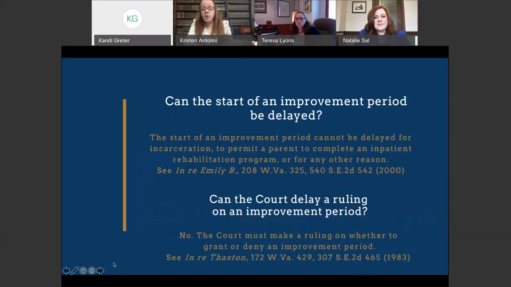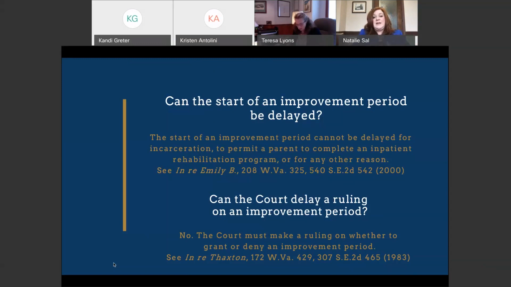And then can the start of an improvement period be delayed? Let's say that dad is incarcerated or mom is an inpatient, can we delay the improvement period to give them a little bit of extra time? The Supreme Court says, no, we cannot do that. Now, as a matter of practice, I have occasionally seen judges do it, but they really are not supposed to do that. The circumstances in which I have seen that generally are where children are either placed with family members, or there is another parent who's on a different track. They have not delayed their improvement period. They are on a reunification track, and there's no delay in permanency to the child.